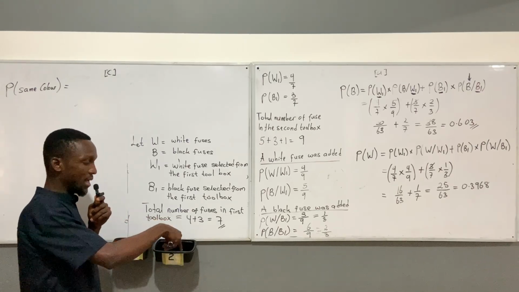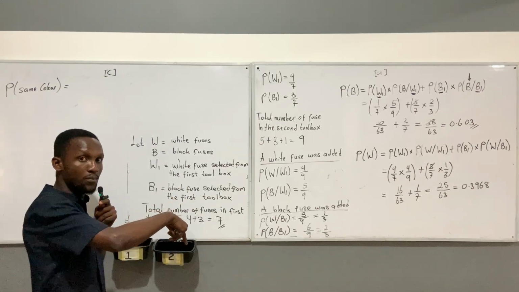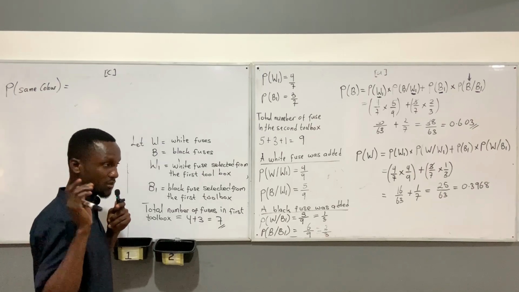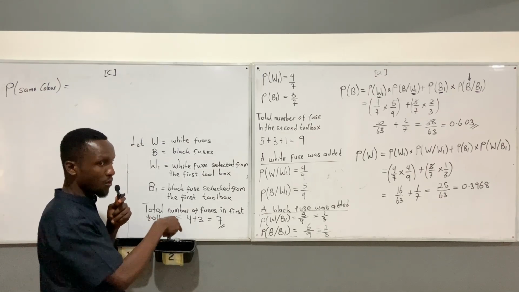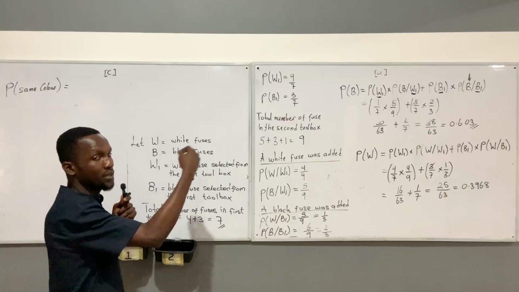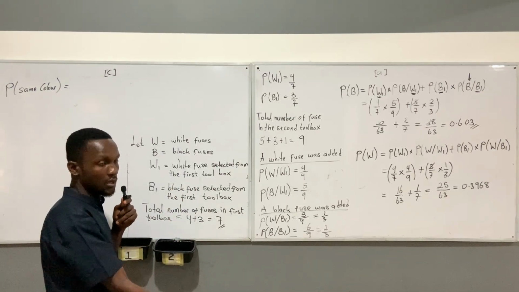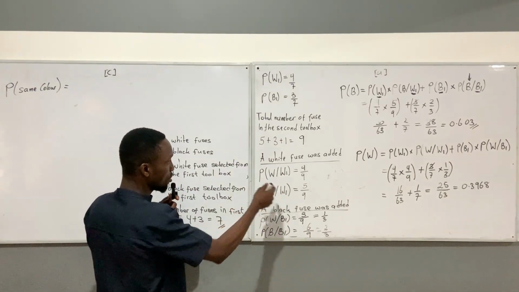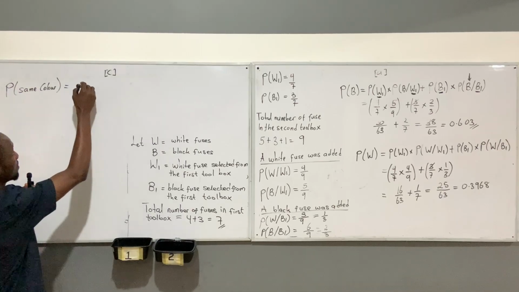If the color was black, he picked the same black color. That is what this question means. So assuming I drop white here, I picked white. Assuming I drop black here, I picked black. Okay, so now the probability of same color will give us P.